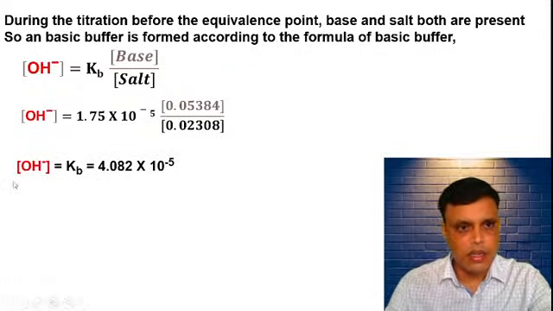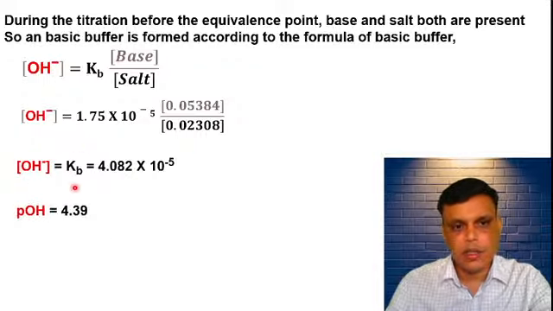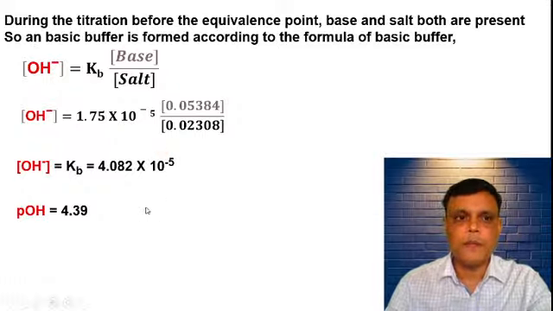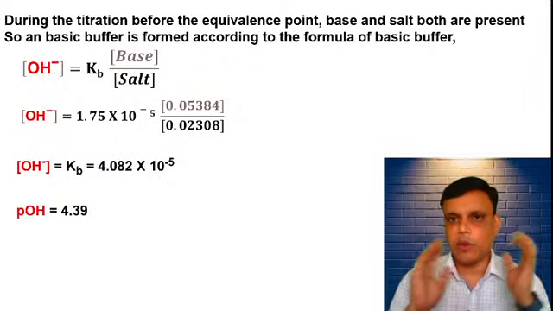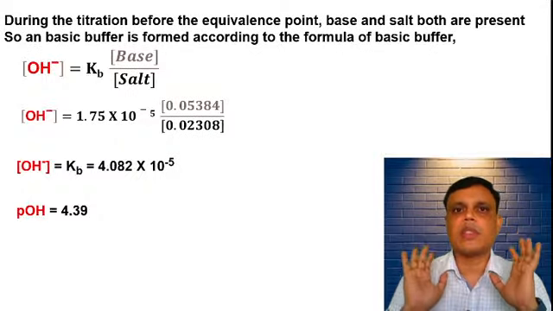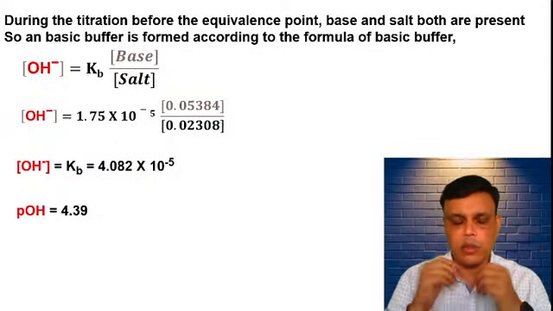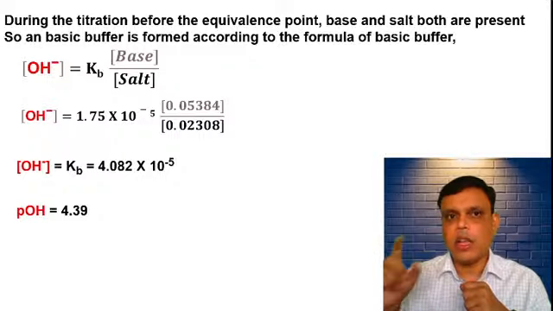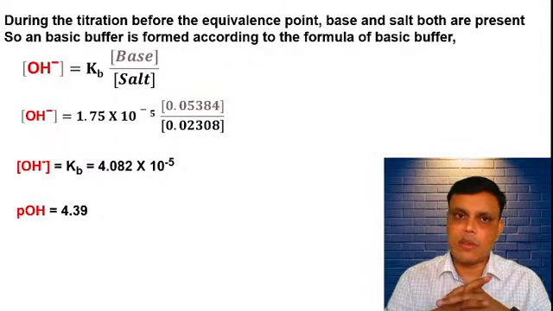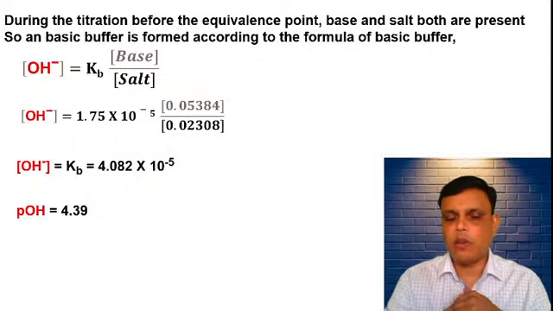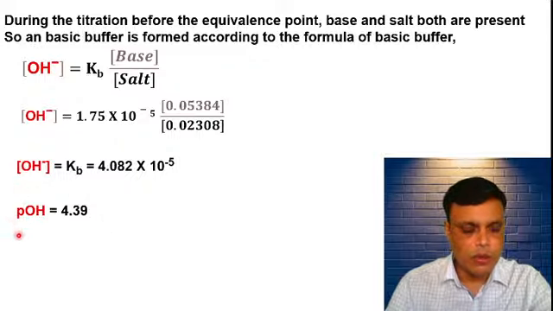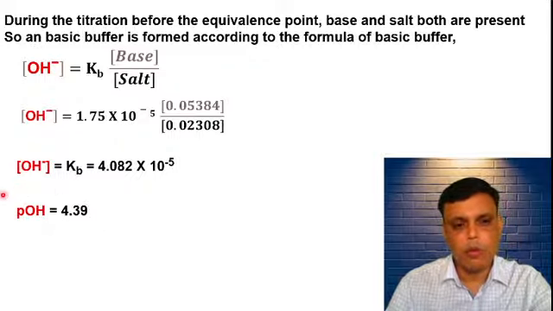Concentration of OH minus ion is equal to 4.082 into 10 raised to minus 5. ये आ जाएगा. Now you know the concentration of OH minus ion, you can calculate the pOH, because the pOH mathematically we can express, that is pOH is equal to negative logarithm of OH minus ion concentration. This is the mathematical formula of pOH. So take the negative log of this value, you will get the pOH. और वो कितना आ जाएगा? pOH will come 4.39.